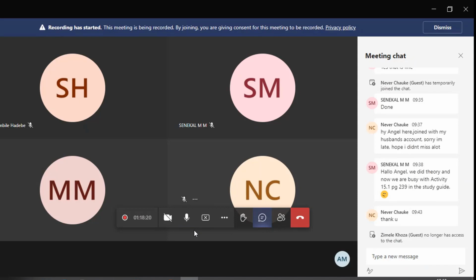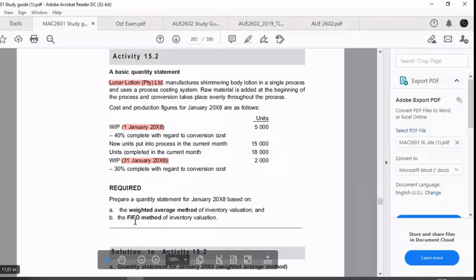Any volunteers to take us through the first one, which was weighted average? Okay. The weighted average, I immediately started with a framework. Then what I did was the input units is 5,000. Then the detailed side, it's opening balance.